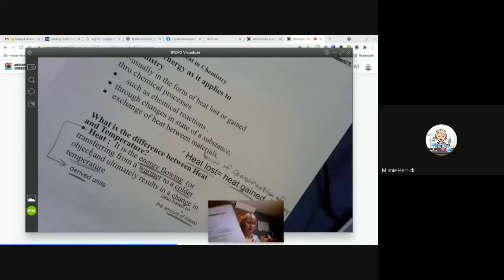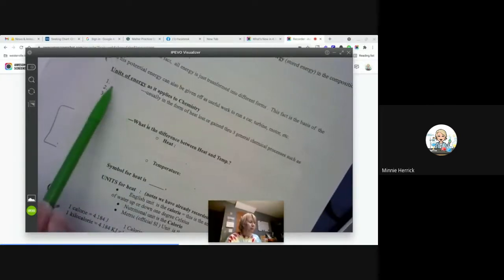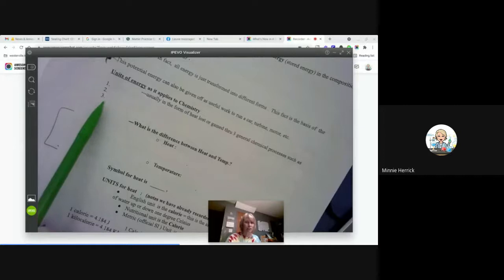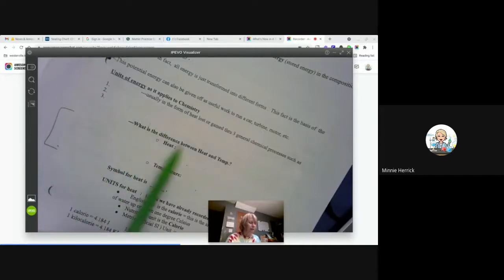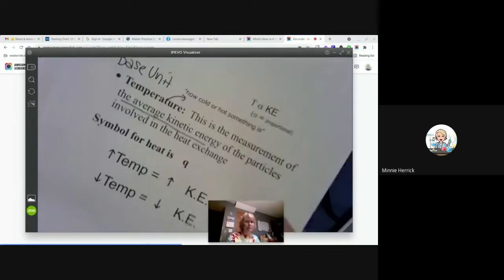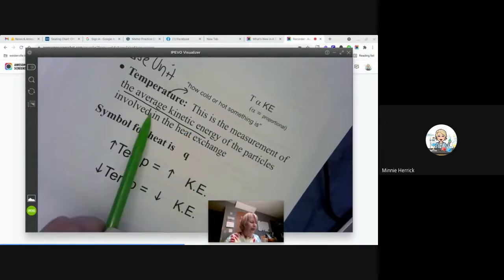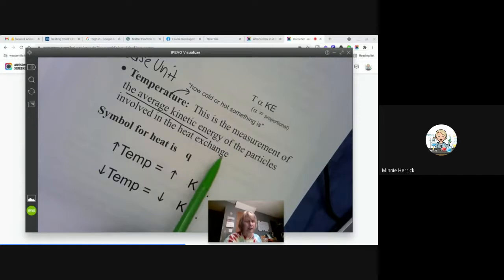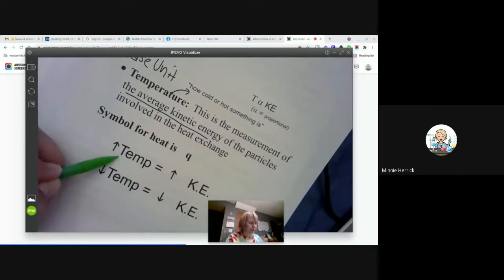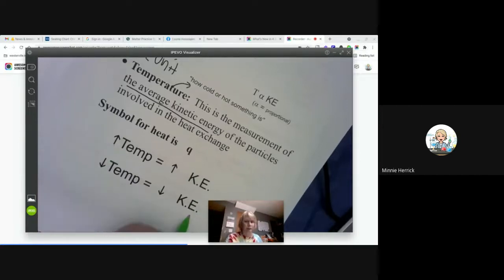We've talked about heat, and the three things we're going to do in the course are chemical reactions, state changes, and exchanging heat between materials. And then we defined heat, and now we're going to define temperature. Temperature is a direct measurement of the average kinetic energy of the particles involved in the heat exchange. So when we record temperature, if you have a high temperature, then you have a higher kinetic energy. If you have a lower temperature, you're going to have a lower kinetic energy.